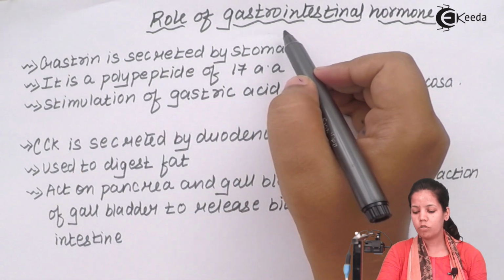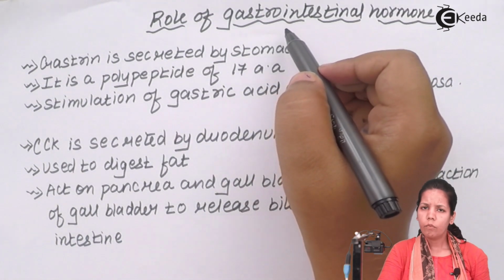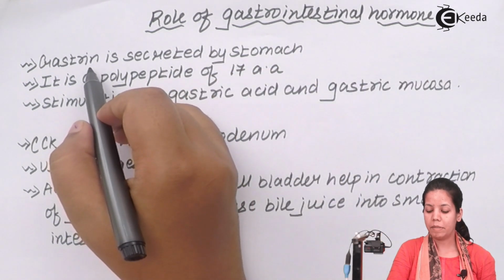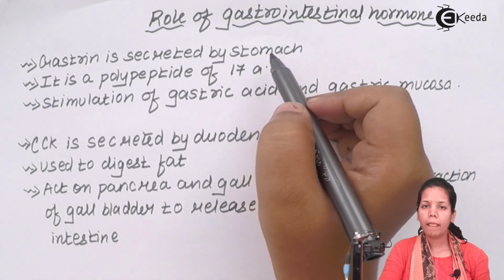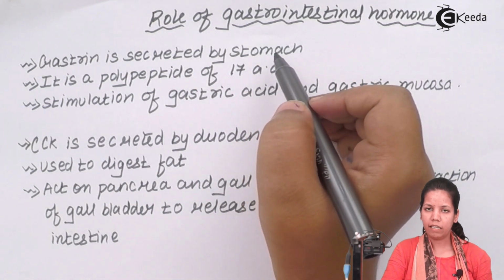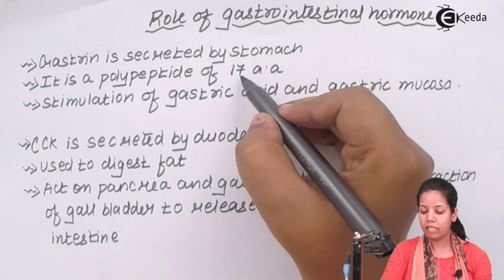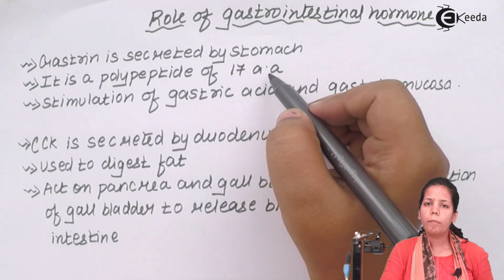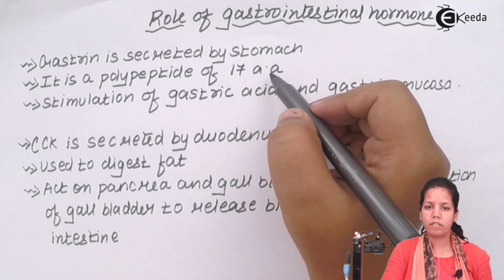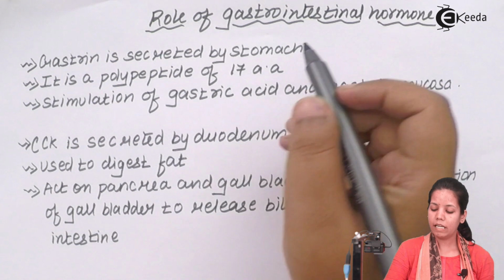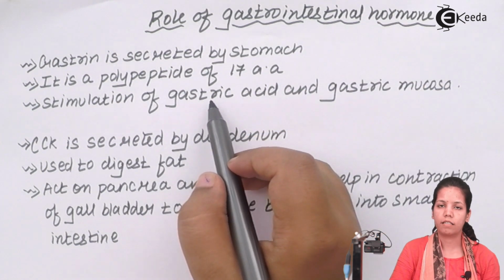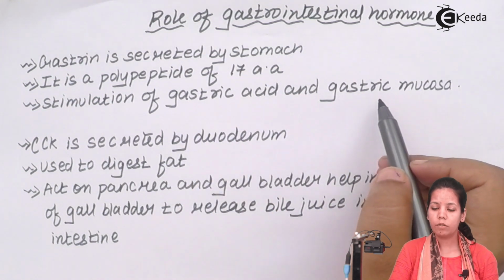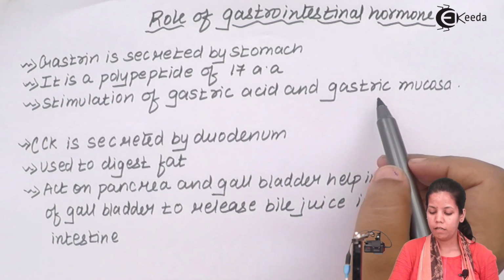Role of gastrointestinal hormones. First gastrointestinal hormone is gastrin. Now gastrin is basically secreted by the stomach region. It is basically made up of 17 amino acids. A.A. stands for amino acids. So basically a polypeptide or protein consisting of 17 different amino acids. Now basically it does the stimulation of gastric acids, or you can say the stomach acids, and gastric mucosa is stimulated by secretion of gastrin.